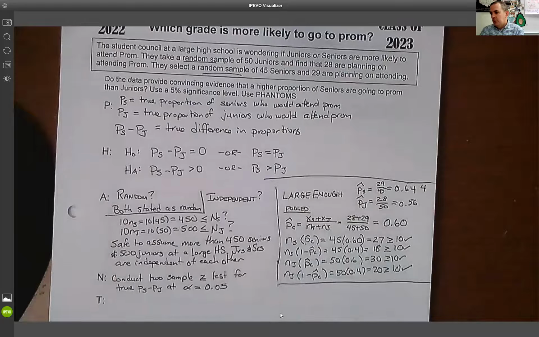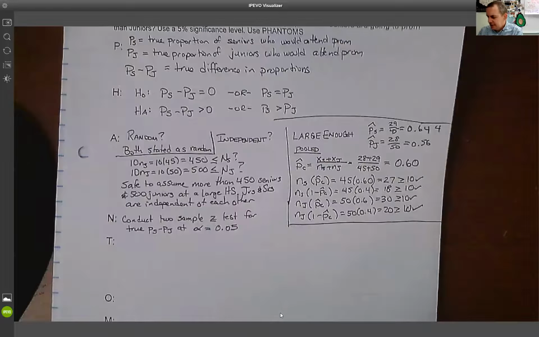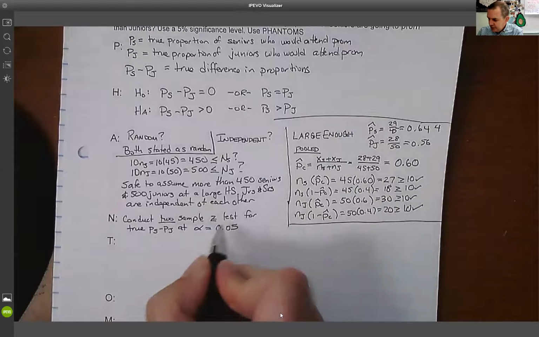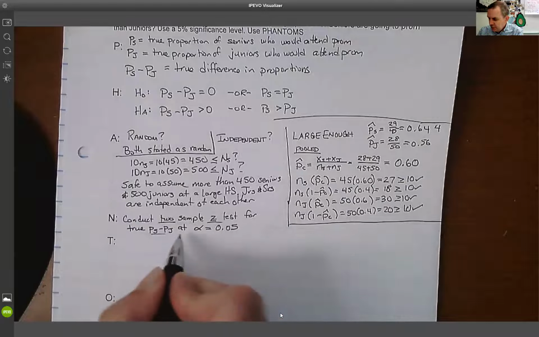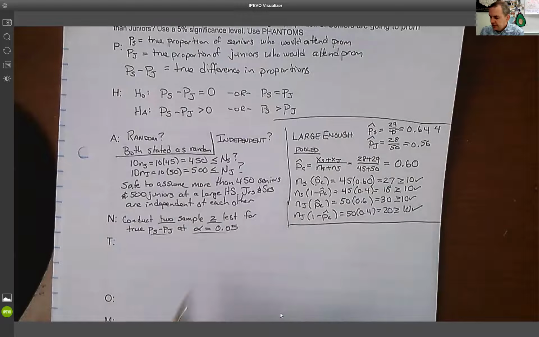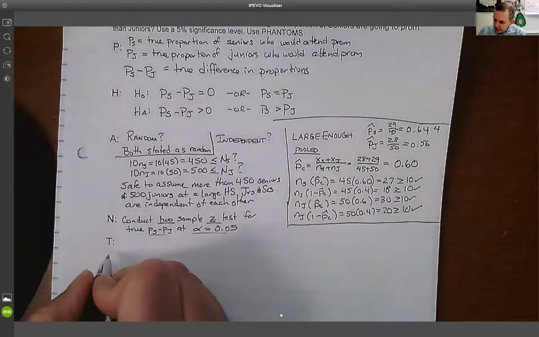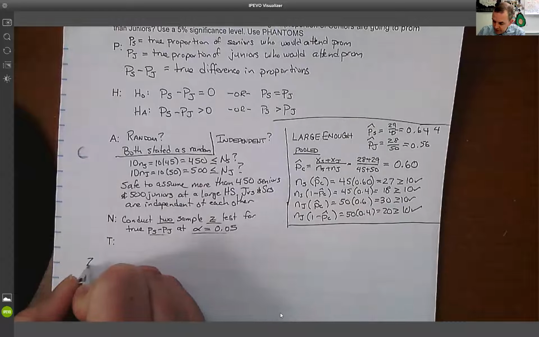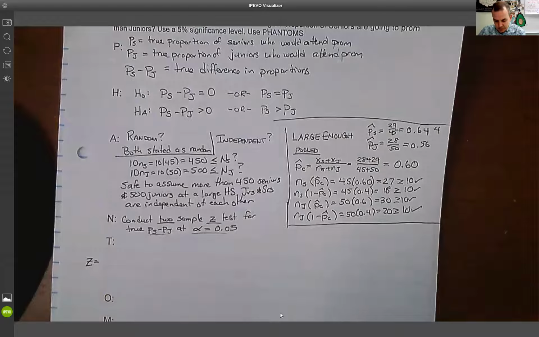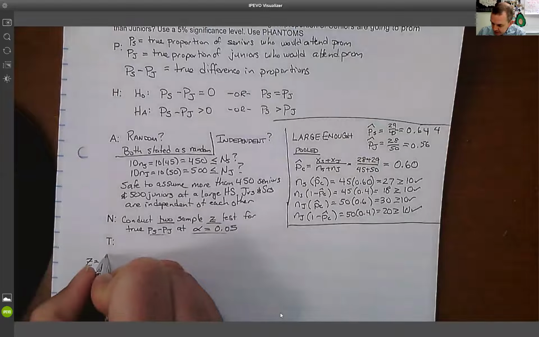So that's what we're going to do. We're going to conduct a, and again, if you think about it, this is that kind of sentence. We're going to do a 2-sample z-test, true difference of proportions at that significance level. And now let me show you the formula. I'm going to write the formula down first, and then I'm going to write it down with the numbers plugged in. This is what the formula is.